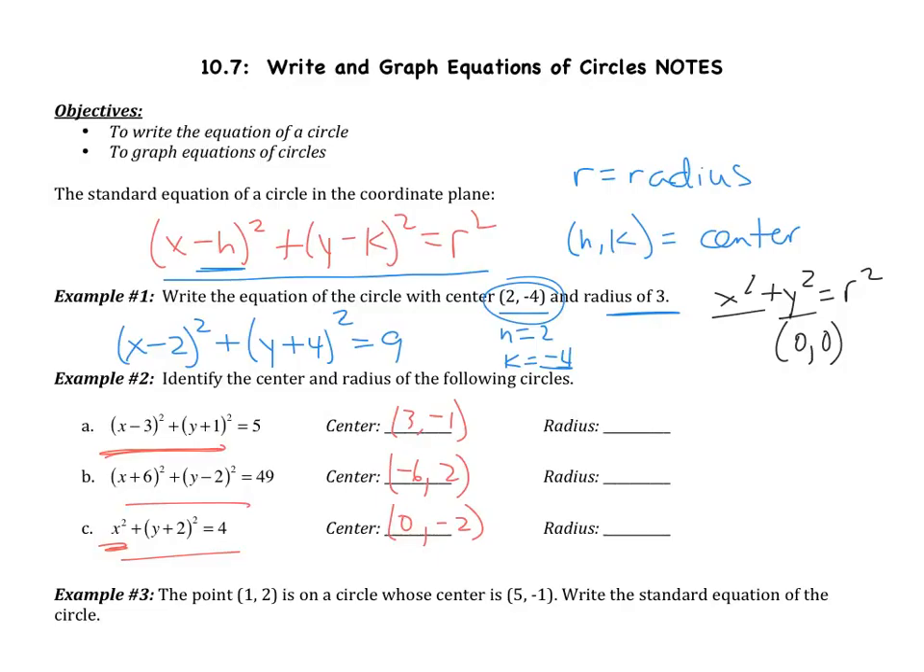And then your radius ends up being the square root. Well, the square root of 49 is 7, the square root of 4 is 2. There is no perfect square root of 5, so we're just going to leave it as the square root of 5.